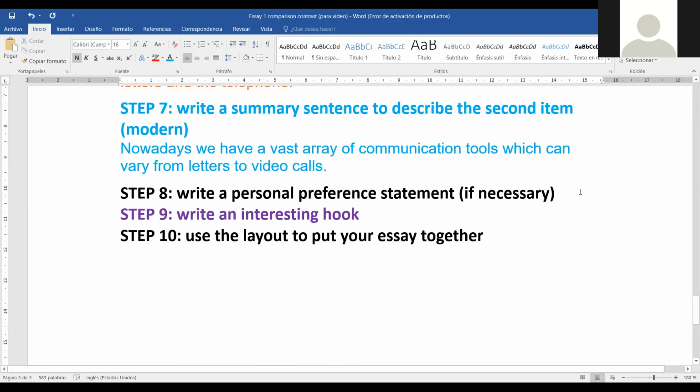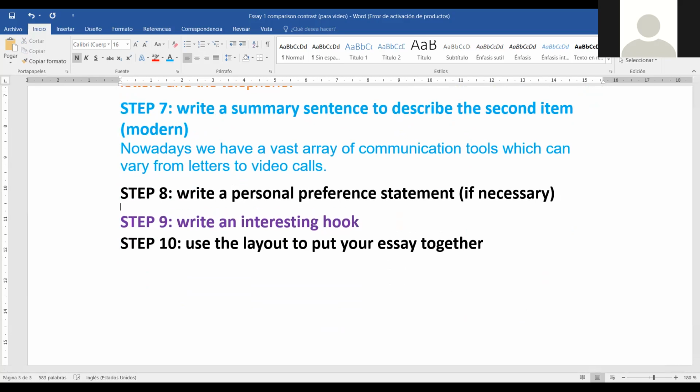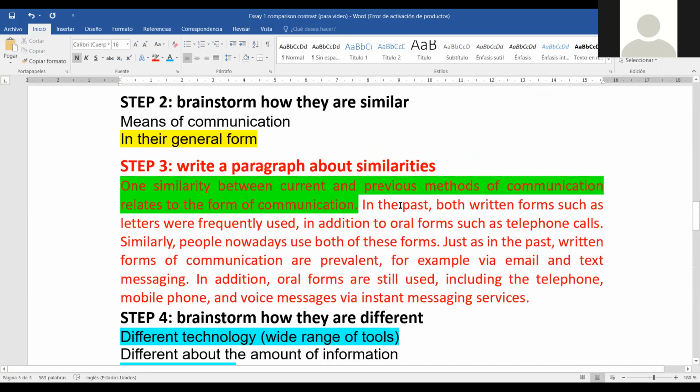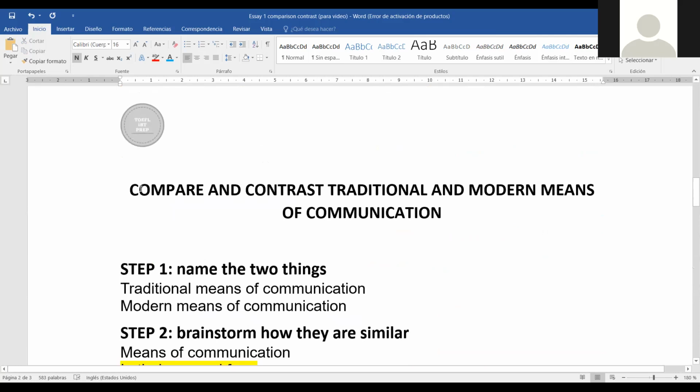Then write a personal preference statement if necessary. In this part, you can put your own style. What do you prefer? Remember that in the TOEFL, sometimes it will be written here. For example, compare and contrast traditional and modern means of communication.